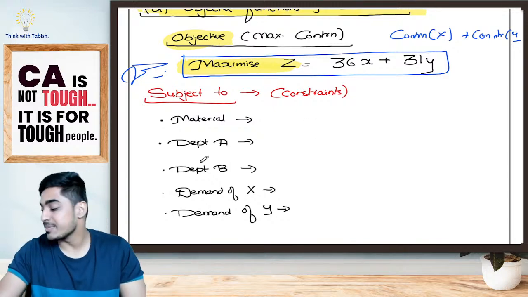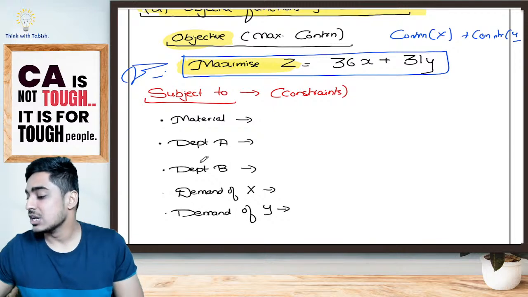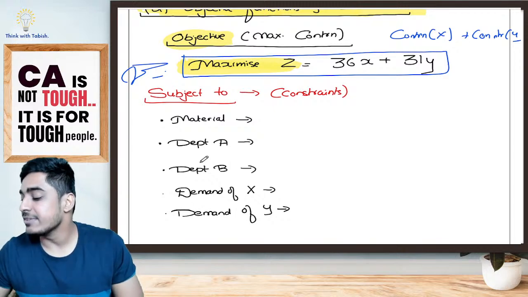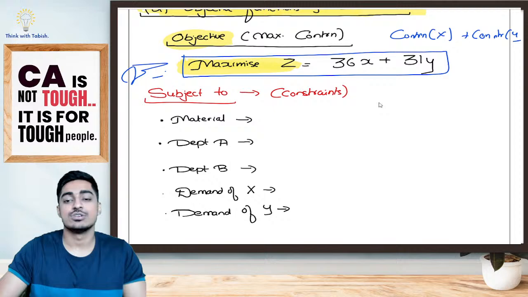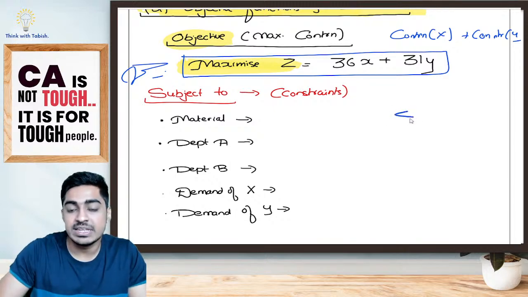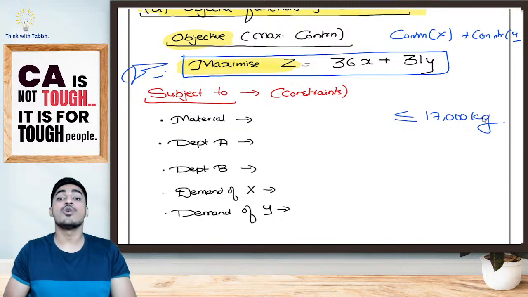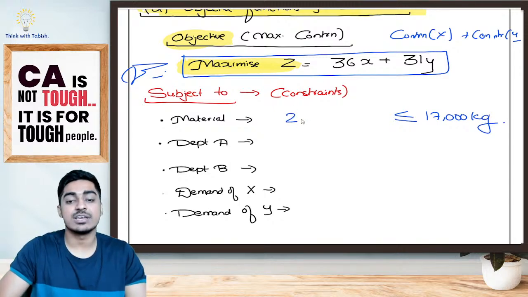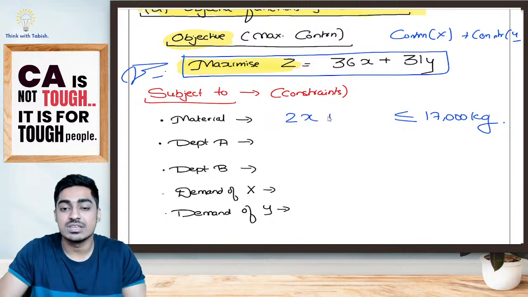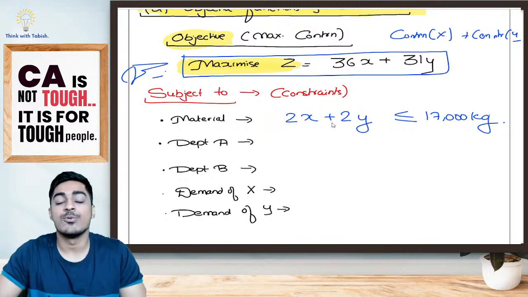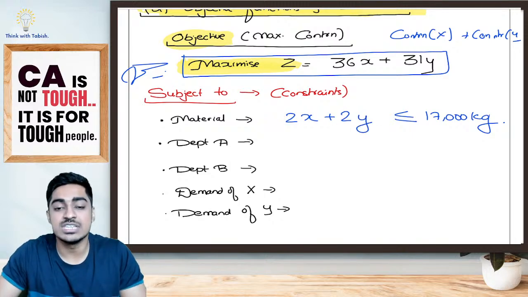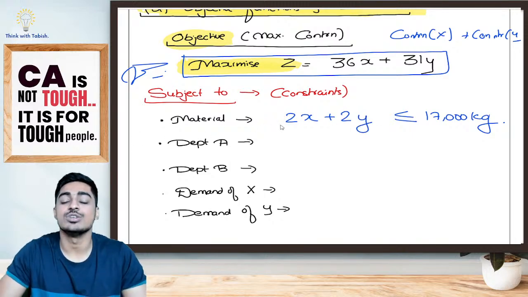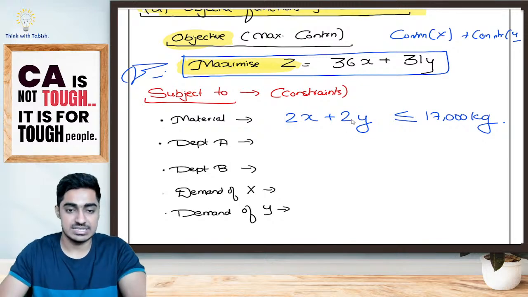Material constraint. How much maximum material is available, students? Look at this. Maximum material available is 17,000 kg. So whatever we are producing, the maximum material we will be in a position to use is only 17,000 kg. And how much material will we be using? For 1 unit of X, 2 kg of material is required, and like this X units we are producing. For 1 unit of Y, again 2 kg of material is required, and like this Y units we are producing. So we have the first equation: 2X plus 2Y should be less than or equal to 17,000.